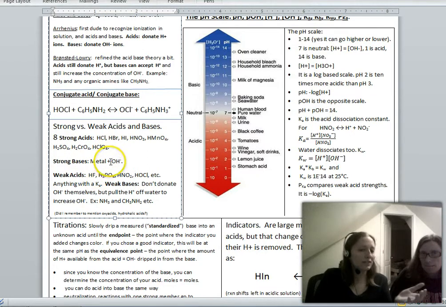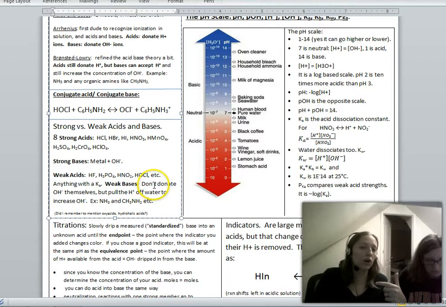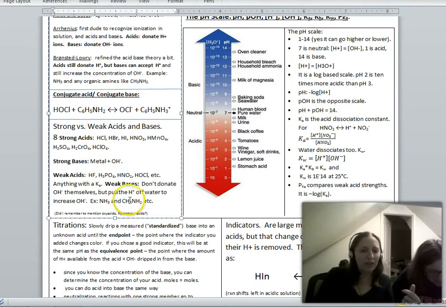Okay. Your strong bases, these are easy. It's some metal and hydroxide. Your weak bases, in contrast, are these organic thingies and ammonia. These are the ones that are only Bronsted-Lowry bases, and are not, in fact, Arrhenius bases. So ammonia is a weak base, and methylamine here, CH3, that's what the name of it is. Methylamine is a weak base as well.